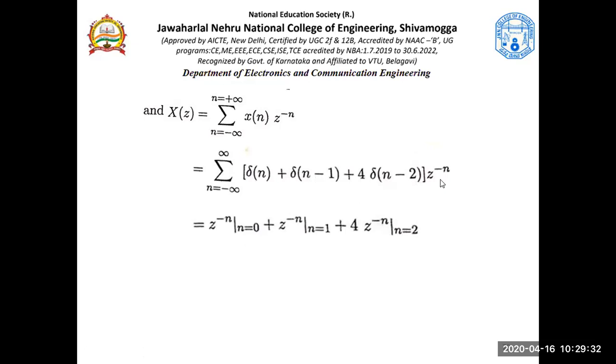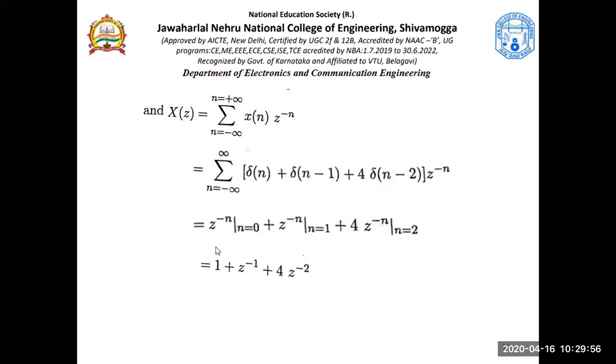So this z to the minus n would be evaluated at n equal to 1. And since this exists at n equal to 2, z to the minus n would be evaluated at n equal to 2. Okay, so this 4 is associated with that. That scalar is carried forward. After you evaluate those terms individually, your X of z looks like this.